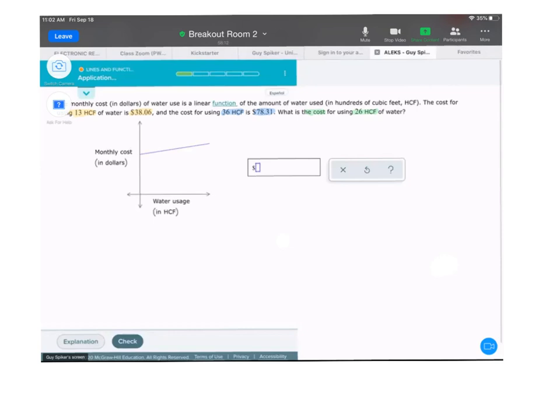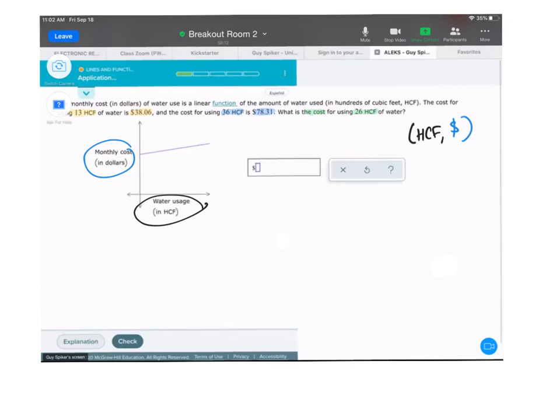Alright, the next thing you need to do is figure out what your coordinate represents. Okay, so we're going to put in here HCF for our X coordinate because it's on the bottom here. And then we've got our monthly cost, which is your Y coordinate.